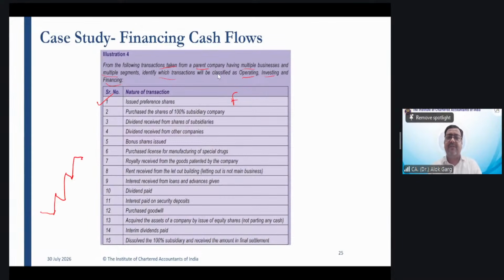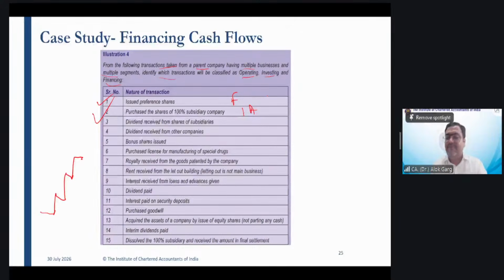It is a financing activity. Purchase the shares of 100% subsidiary company. You have invested in a subsidiary. Yes, Saminathan, you have invested in a subsidiary, so it is an investing activity.